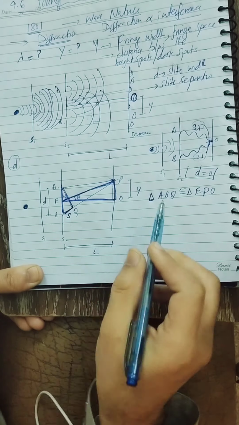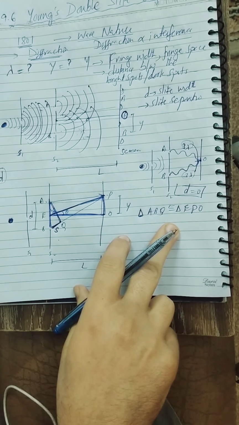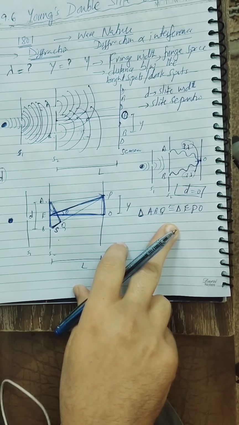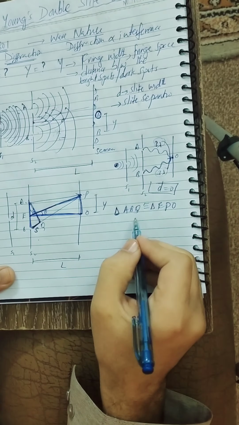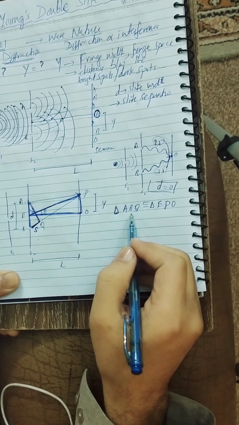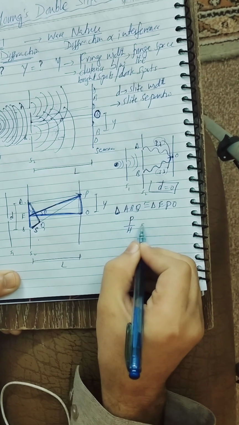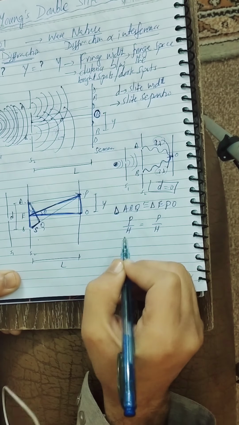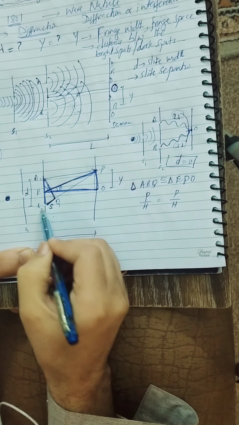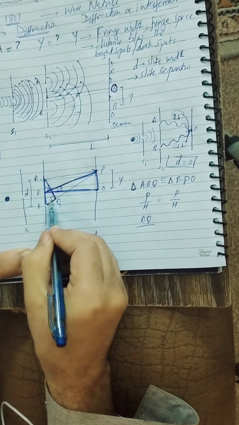So these two triangles are congruent. You can easily prove it by a theorem as you already studied in matric mathematics. By the angle side angle postulate, these two triangles are congruent. When triangles are congruent, the ratios of their sides will also be equal. So the perpendicular by hypotenuse of this triangle will be equal to perpendicular by hypotenuse of this triangle. What is the perpendicular side of ABQ? The perpendicular side is BQ. The hypotenuse is AB.